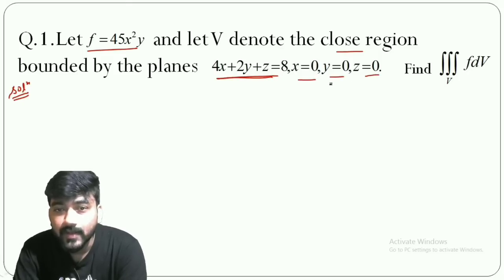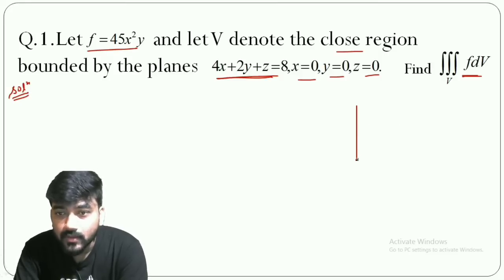So these are the three planes x equals 0, y equals 0, z equals 0, and the plane 4x plus 2y plus z equals 8, and we have to find the integral of f dV. If you want to draw the planes, you can do it. This is the x axis, this is the y axis, and this is the z axis. What is the plane x equals 0? The x equals 0 plane is this plane actually.